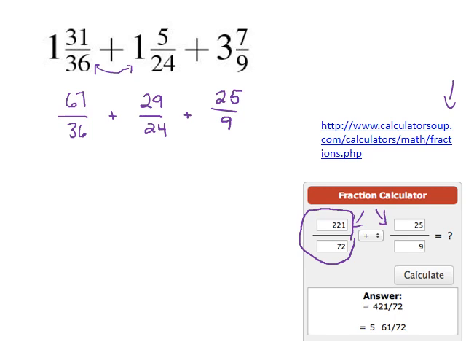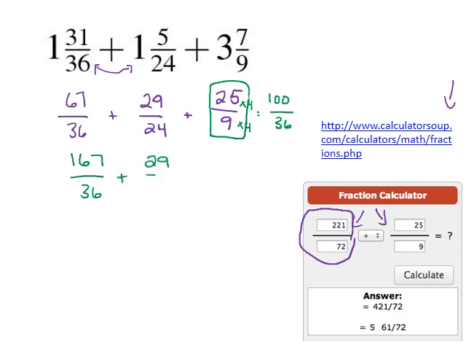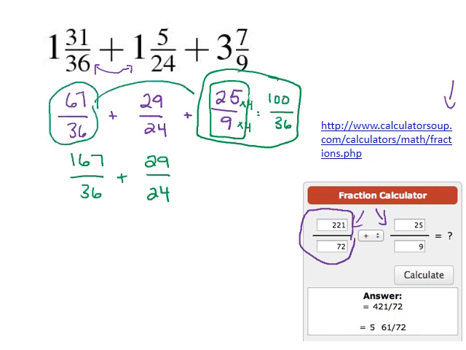If I convert this guy to something over 36, that's easy. I can just multiply by 4, multiply by 4. Okay, so 100 over 36 plus 67 over 36, I can do those right now. 167 over 36, and then my middle fraction that I ignored for a minute. Okay, so I've got this chunk all looked after. We combine those two, and now we're adding that center.